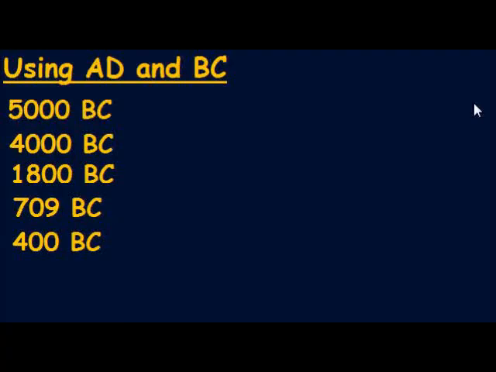Okay, and that list is now rearranged into chronological order. We've gone from the biggest number to the smallest number because it's BC. Unlike AD, where we go from the smallest number to the largest number when we're putting years in order.